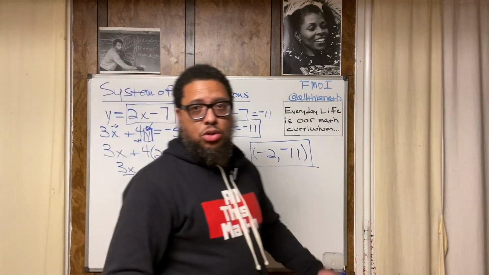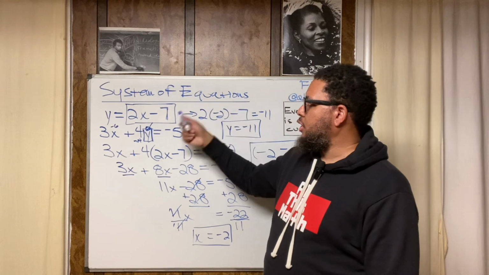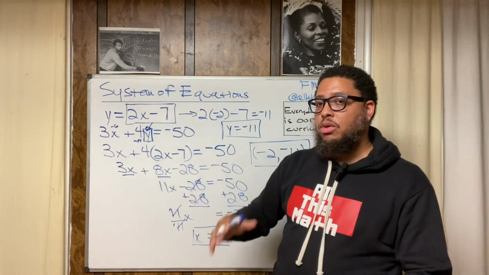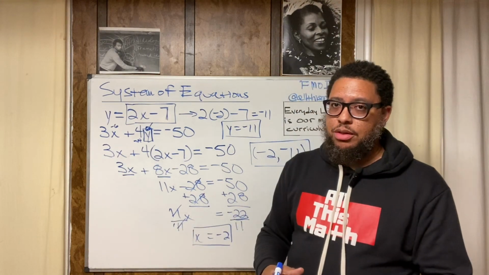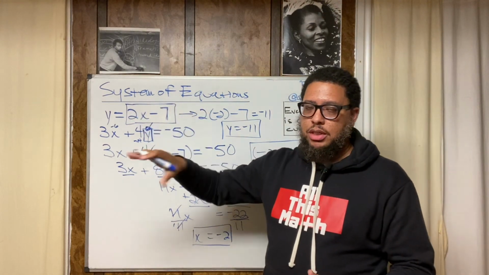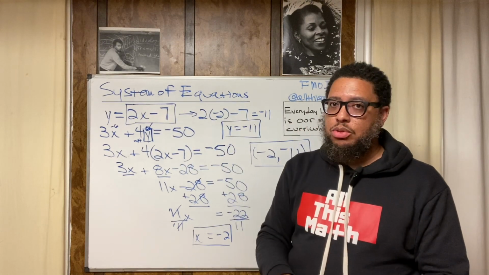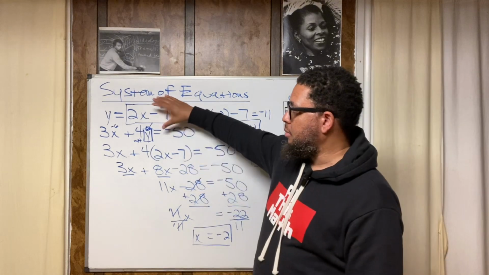So that's just a little introduction to solving systems of equations using the substitution method. The substitution method. We didn't use the addition/elimination method. We didn't use the graphing method. We didn't use Cramer's rule with matrices. But this is the substitution method. And once again, why did I use the substitution method? Because it's more efficient and it's easier to use when the system is set up like this.